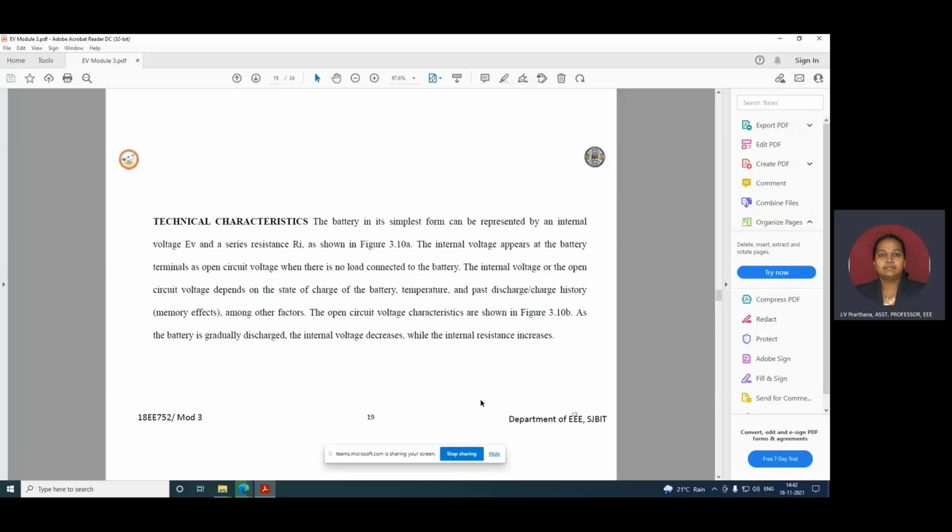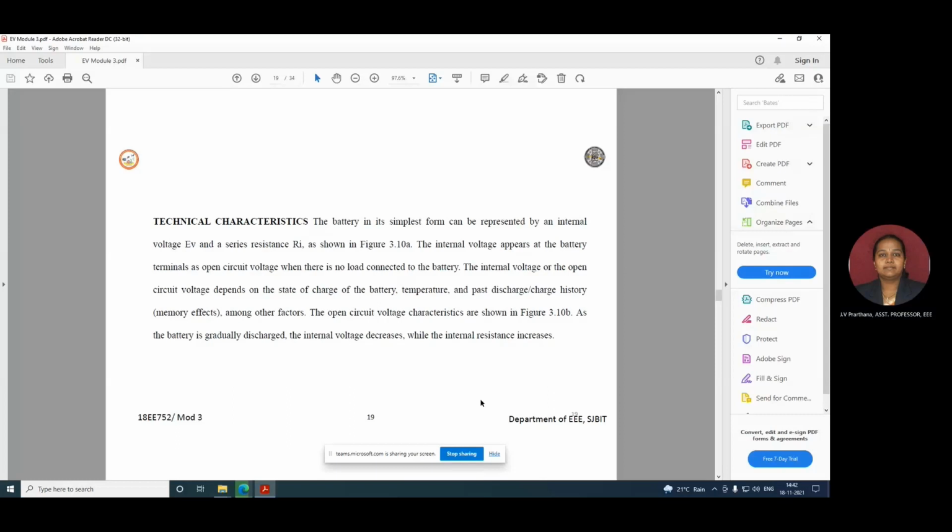Next parameter, charge capacity. The electric charge that the battery can supply is clearly a most crucial parameter. The SI unit is coulomb. That means the battery capacity is represented in the form of Ah.